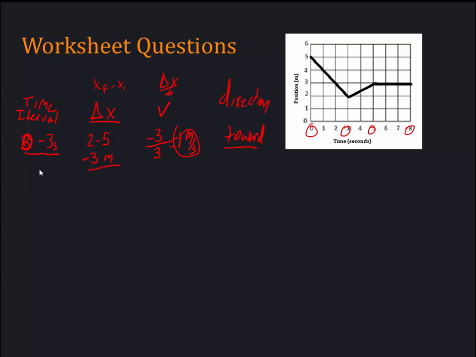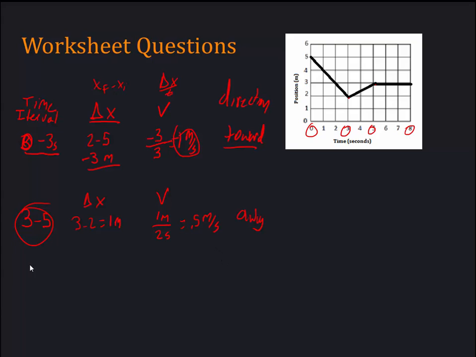I can do the same thing for the next interval, 3 to 5 seconds. I want to know the change in position. Well, this time it's 3 minus 2, final minus initial, and 3 minus 2 is equal to 1 meter. So it moved 1 meter. Velocity is displacement divided by time. That's 1 meter divided by, now be careful here, the time is from 3 to 5, which is 2 seconds. So 1 meter per 2 seconds, which is 0.5 meters per second. And this is positive, which means we're moving away from the reference point, our position is increasing.